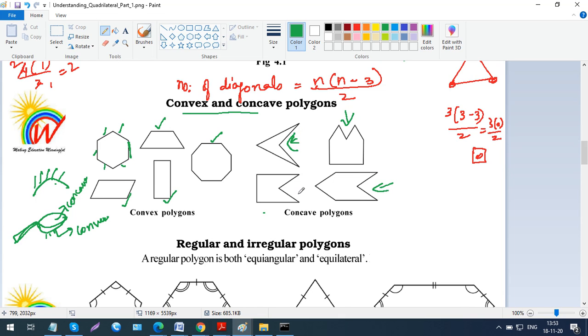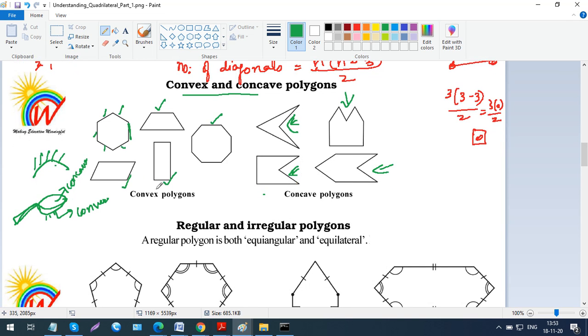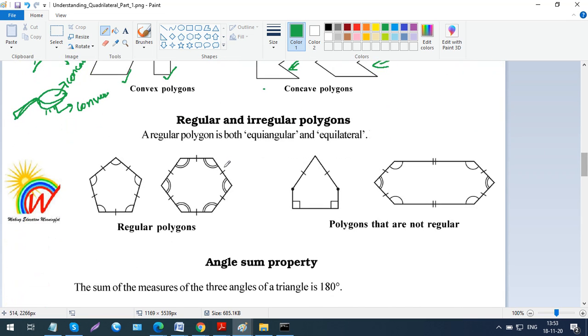So these are called concave figures. Okay, so you understand the meaning of convex and concave. All right, now come to regular and irregular polygons. So you know that polygons means you have many sides, right? And based on the number of sides, you have given names to it, right?